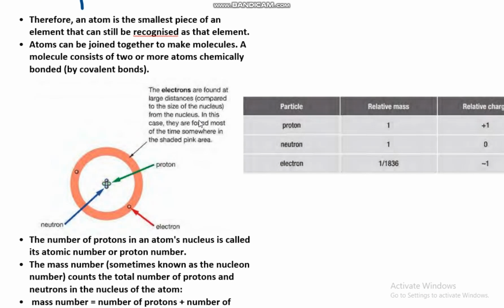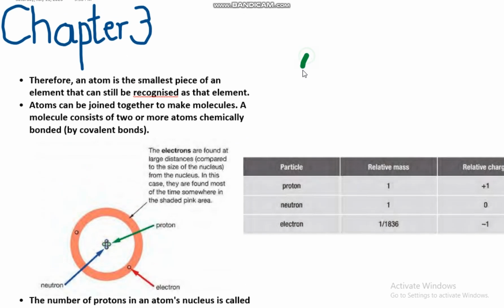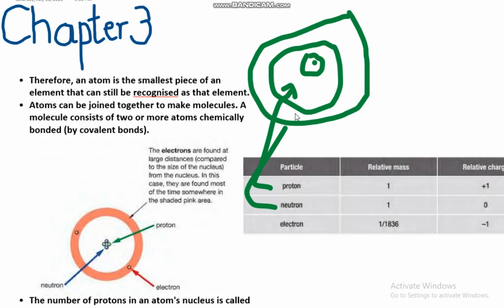So two or more atoms join together to form molecules, and they are joined chemically by covalent bonds. Covalent bonding will be dealt with in the next video. Then we'll talk about the structure of the atom. An atom has a nucleus in the middle, and then it has orbiting shells. In the nucleus there are two structures called proton and neutron, and in the orbiting shells, or energy shells, we have electrons.